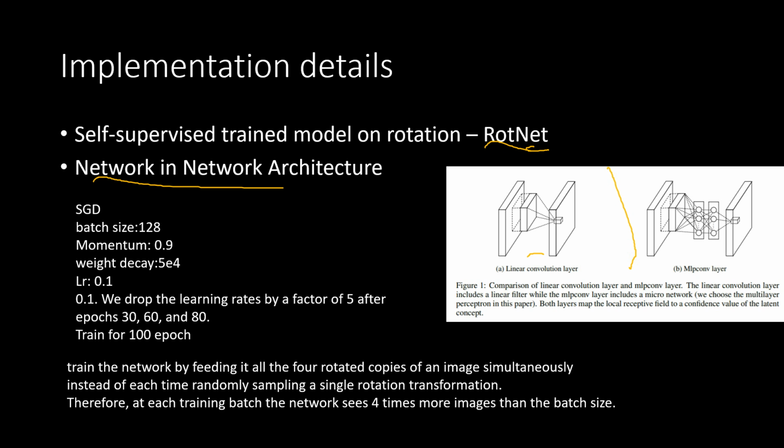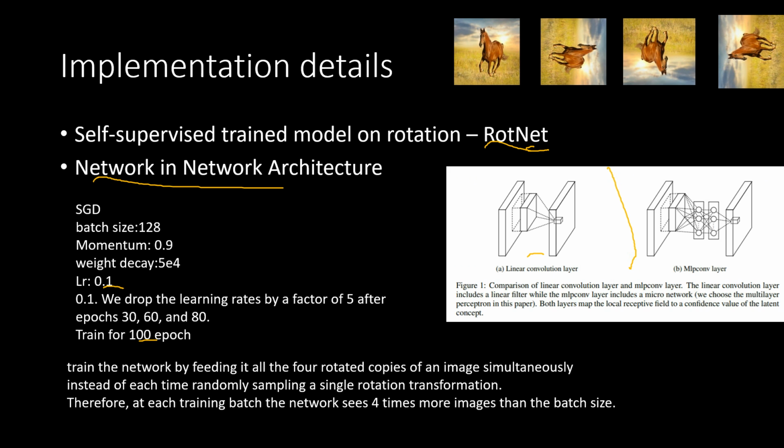And these are the training details. They use SGD with batch size 128, learning rate 0.1, and they trained for 100 epochs, dropping the learning rate by a factor of 5 after 30, 60, and 80 epochs. And they have trained the network using all four rotations simultaneously rather than randomly sampling any of the rotations. So in each training batch, the network will see 4 times more images than the batch size, because each image will have four rotations: 0, 90, 180, and 270.